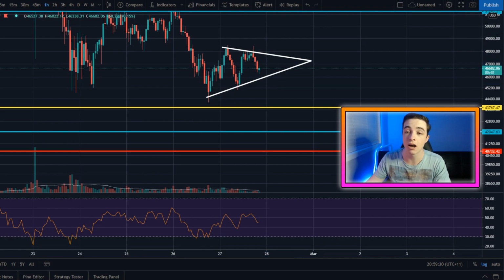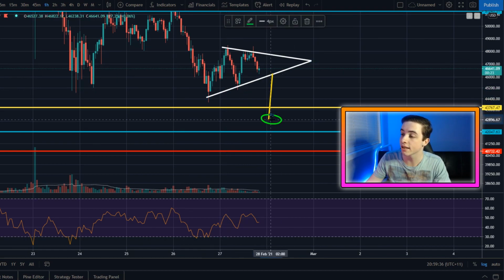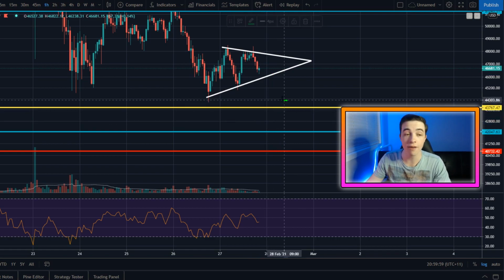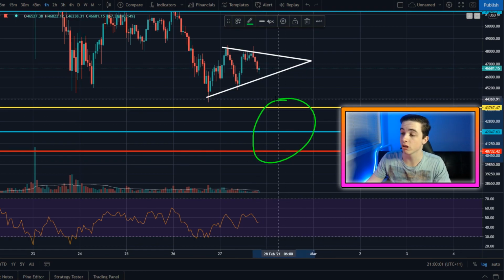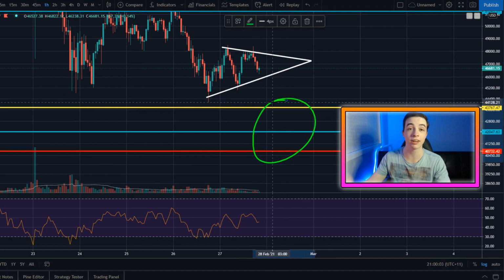My downside target for Bitcoin, if we were to break to the downside out of this pattern, is currently coming in down here, and that's at about 42,900 US dollars. So 42.9k is the technical target for this breakout. But in saying that, I have already got these three major lines of support mapped out on the chart that are actually put on the chart from my last video.